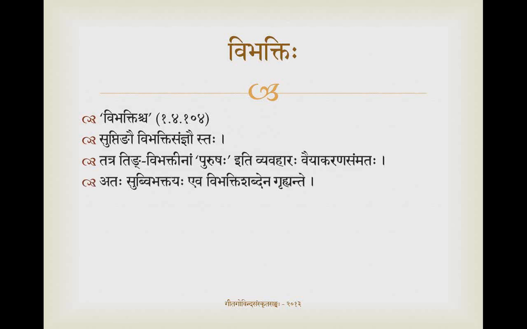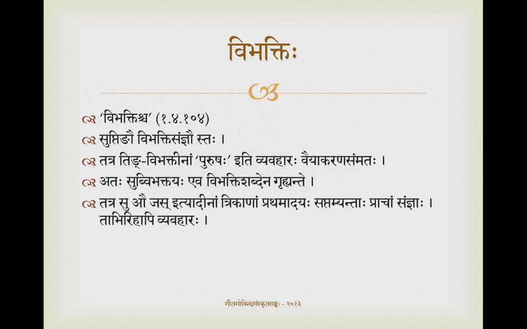Because of that, sub-vibhaktaya eva vibhakti-śabdena gṛhyante. So generally, we take the sup vibhaktis, that is su, au, jas, as vibhaktis. But actually, you should always remember that according to the actual definition, both sup and tiṅ pratyayas are vibhakti. Vibhakti is the pratyaya. And that is why we call it vibhaktyanta. So Rāmaḥ iti prathamā vibhaktyanta. It is ending in the prathamā vibhakti ekavacana pratyaya. So vibhakti is the pratyaya. Vibhajyate, that which separates, is vibhakti.